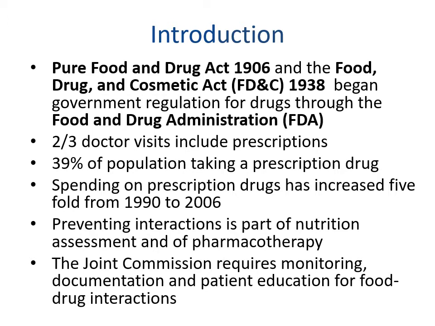But preventing interactions is part of nutrition assessment and of pharmacotherapy. So again, it's this checks and balances where the pharmacist helps us, we help the pharmacist, and the patient wins. Now the Joint Commission does require monitoring and documentation of patient education for food and drug interactions. For example, when a patient is started on warfarin, the nurse, the pharmacist, or the dietitian, somebody has to educate that patient on the drug-nutrient interactions and things that can occur. There are a couple of other drugs like this, where again the Joint Commission requires education documentation from one of the departments.